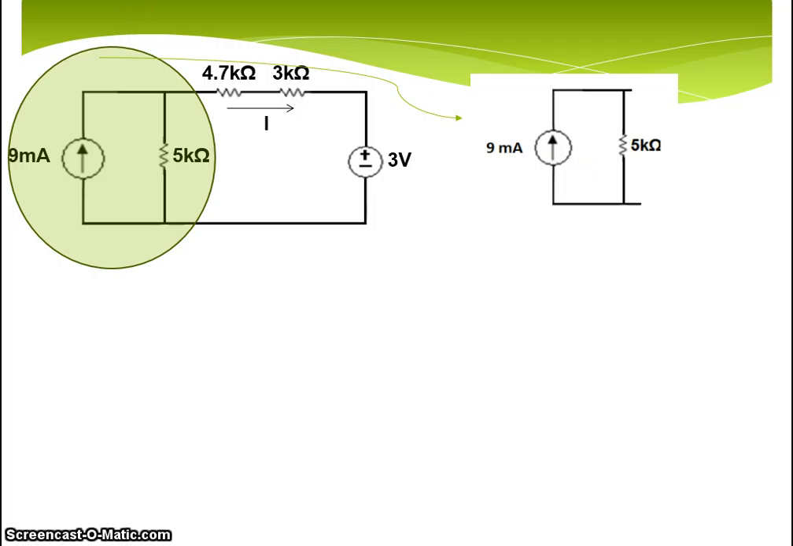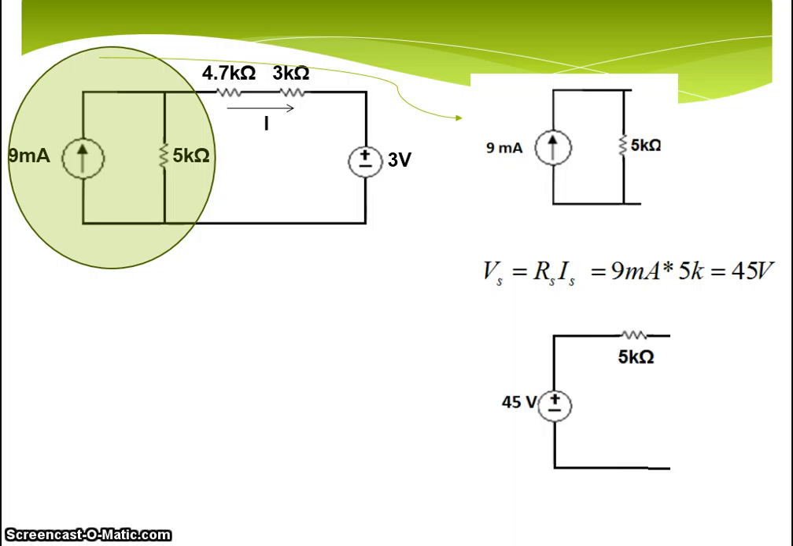In order to get the value of the voltage source, we need to apply Ohm's law. So Vs is equal to Rs multiplied with Is. The value of Rs is 5 kilo ohm, the value of Is is 9 milliampere. So that gives you a value equal to 45 volts. So the value of the new voltage source is 45 volts. And you know now that the voltage source has to be connected in series with the same resistance. So it is the same 5 kilo ohm here but connected in series.